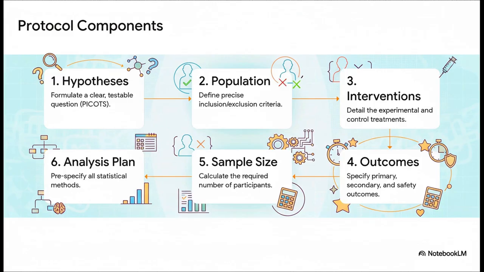These 6 things are non-negotiable. You need a crystal clear hypothesis, super specific criteria for who's in and who's out, a detailed description of your interventions and your predefined outcomes. You have to show your math for your sample size. But I want to linger on number 6 for a second, the data analysis plan. You must decide exactly how you're going to analyze your data before you collect a single data point. This is what keeps us honest and prevents us from just fishing for a positive result.